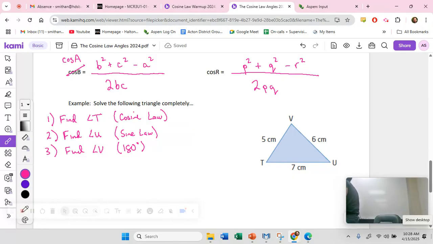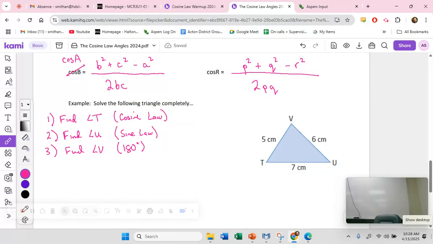Can we just have a team talk? If you really love using the cosine law for angles, you could just find all 3 angles using the cosine law 3 times. That'd be totally fine. Totally correct. Maybe a bit inefficient, but it wouldn't be wrong. So I'm going to leave it with you guys.